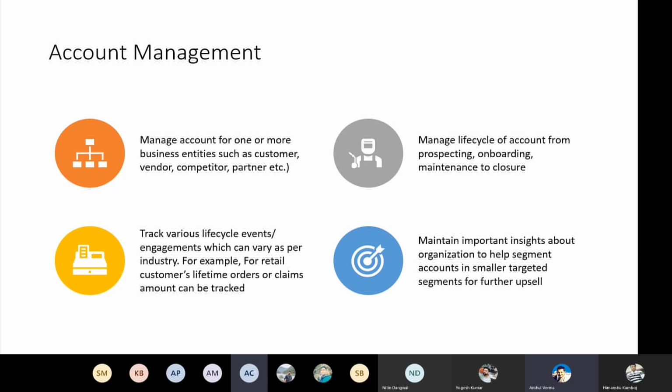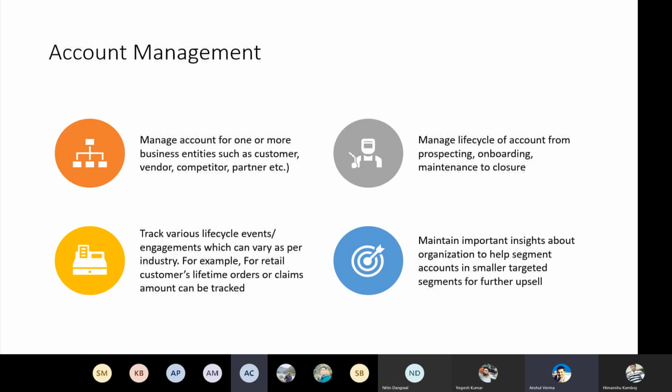But in our case, it's a high-touch business, right? We have to be in constant touch with the accounts. Account management becomes very important for those kinds of organizations which have those regular touches. The first thing is definitely maintaining different accounts. An account can be any different business entity. It can be a customer, vendor, competitor, partner. And you're tracking all those activities or attributes that you want to capture for each of these business entities.